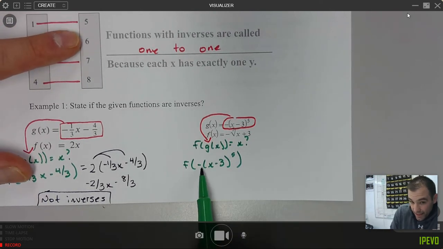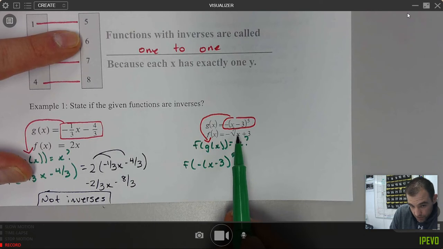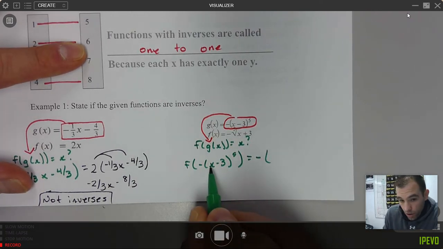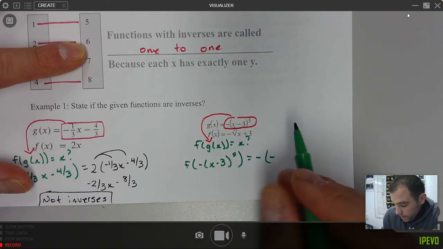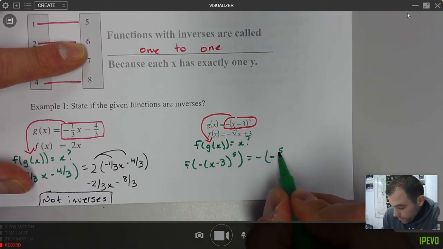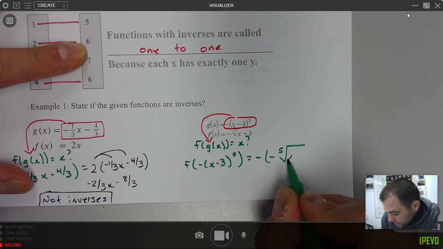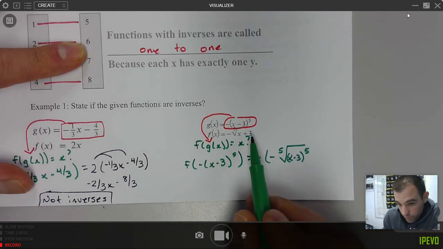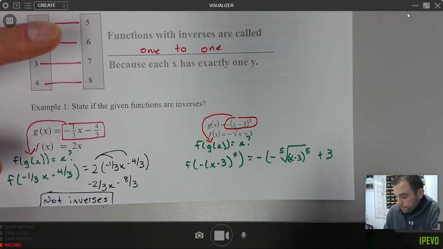Okay, and then I take this and plug it into the f equation now. So it's going to look a little bit ugly. So there's a minus sign. Then I plug all this in. So there's another minus sign. Then there's the 5th root of x minus 3 to the 5th power. And then there's still a plus 3 on the outside.